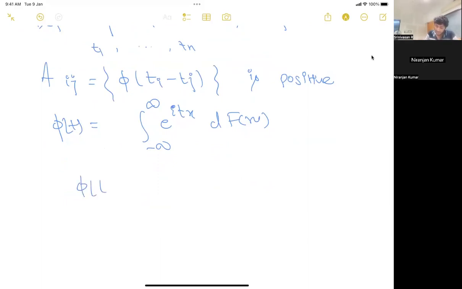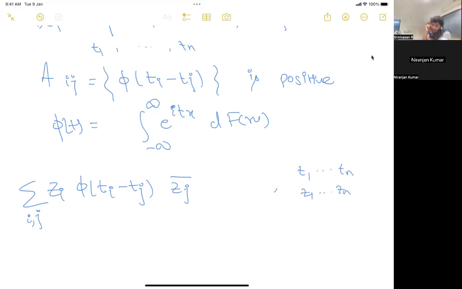Now, to see why phi of t is positive definite, suppose we consider this quantity. We have to show this is greater than or equal to 0. We are summing over i and j for points t1 up to tn and z1 up to zn. This is a vector, and what positive definiteness means is that this matrix, when multiplied by a vector and its transpose, gives something greater than or equal to 0.